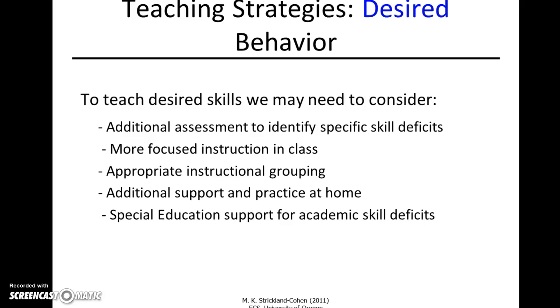Right? So teaching strategies, desired behavior. To teach desired skills, we need to consider these things. Additional assessment to identify where the skill deficit is. So you need to figure out what's making the student not want to do something. Have more focused instruction in class. And then make sure you have appropriate grouping. And then additional support and practice at home if necessary. And then special education support for academic skills deficit.